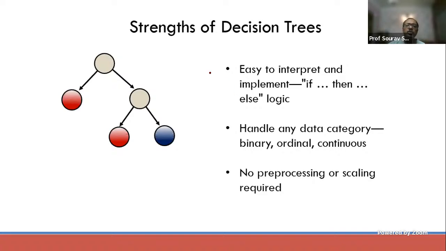Okay, so these are the strengths of decision tree: easy to interpret and implement, if-then-else logic, handle any kind of data, binary, ordinal, continuous, and no preprocessing or scaling required. That's one of the advantages of a decision tree.